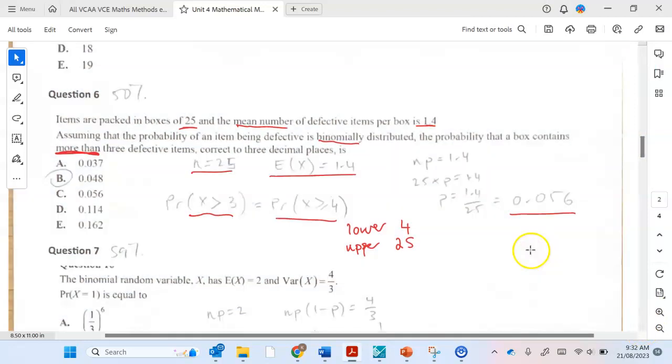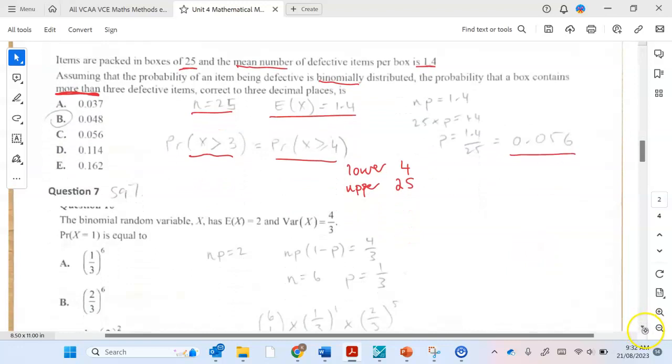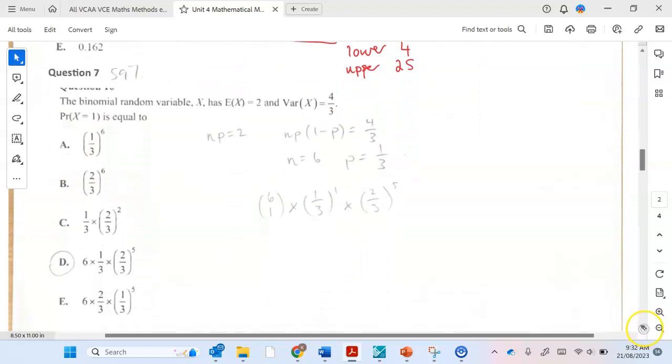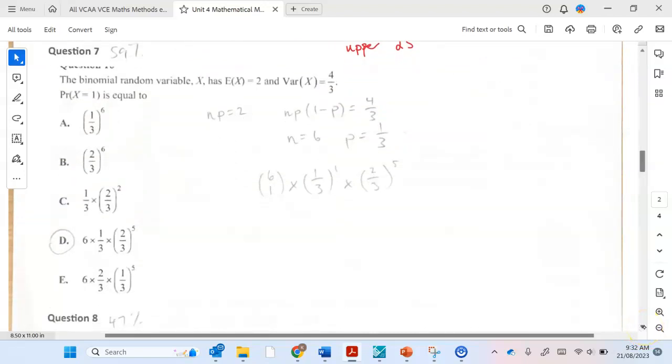Let's just keep going. Question 7, 59%. A binomial random variable x has expected value of 2 and a variance of 4 over 3. So this is requiring you to find n and p. You've got basically 2 equations, np equals 2, since np is just your expected value, and there's your variance formula. This is a multiple choice exam, so you should have these notes in your book, and there should really be no reason why this should be 59%. Oh my gosh, it's so low.